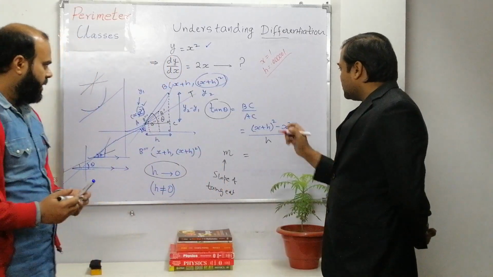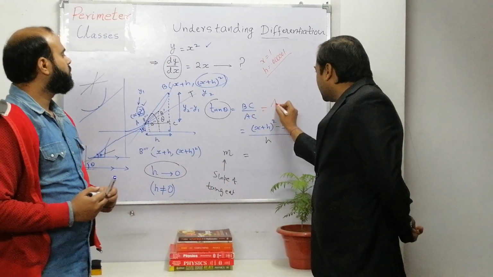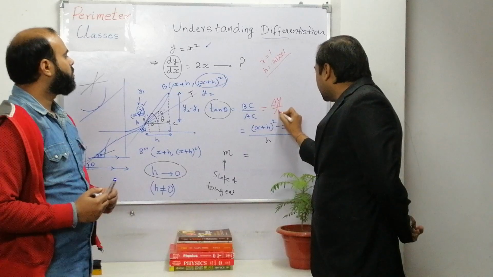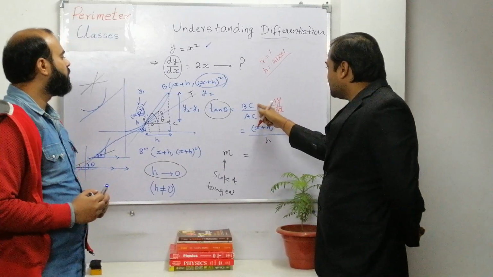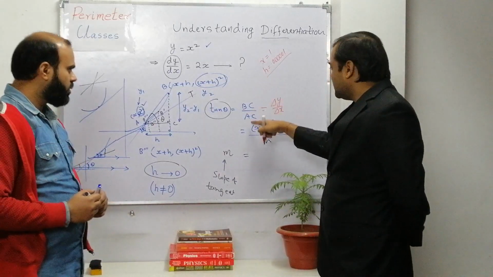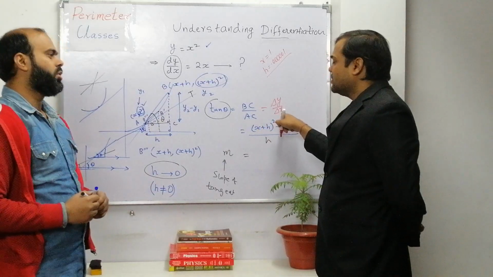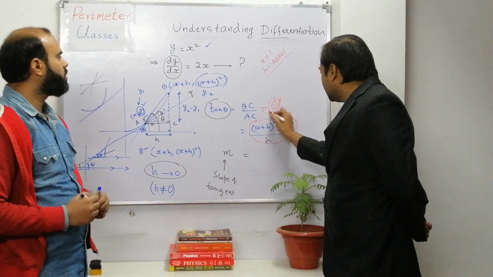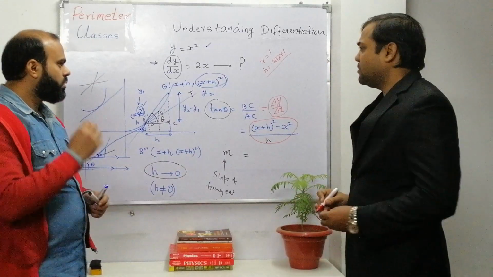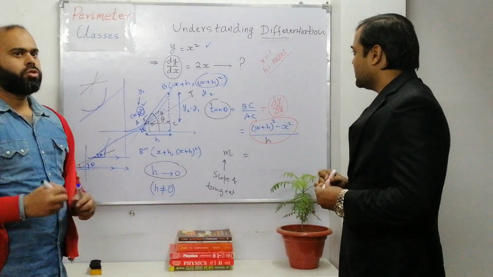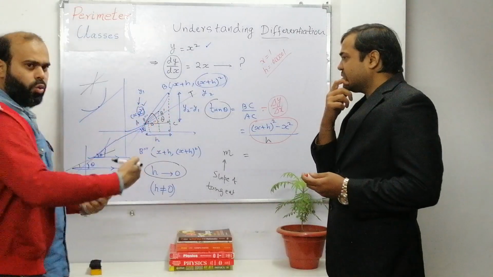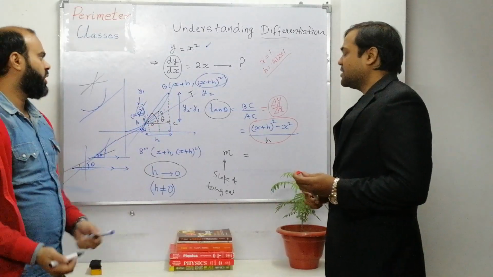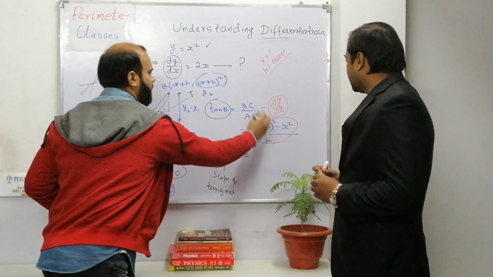Also, I think we can write this as delta y upon delta x. Because this is the difference in the y coordinate and this is the difference in the x coordinate. So this represents the value of slope, that is the ratio of change in y upon change in x coordinate. So slope is basically the quotient of change in y and change in x.